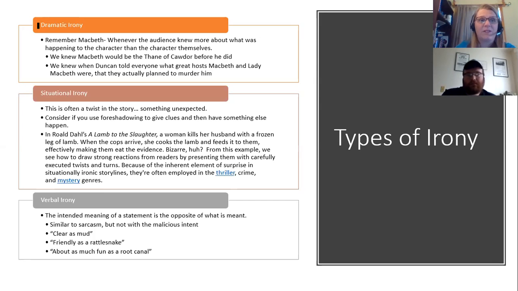This first one that we're talking about is dramatic irony. If you remember, this is whenever the audience or the people around someone know more than the character themselves. We knew, for example, that Macbeth was going to be the Thane of Cawdor before Macbeth did. We knew that from listening to the captain at the beginning who was speaking.